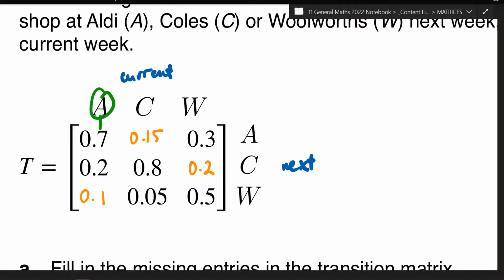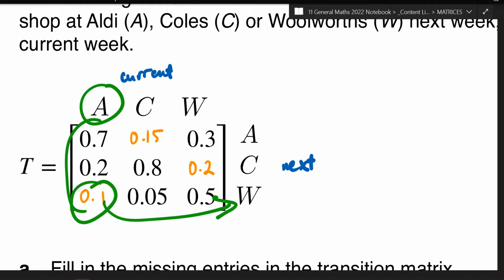That means next week, from Aldi, she has a 70% chance of going back to Aldi again. But let's say Kira makes another decision. If this week she shops at Aldi, next week she has a 20% chance of going to Coles because the sales weren't that good. And the last number says that if this week she shopped at Aldi, next week she has a 10% chance of shopping at Woolies, because the sales are maybe even better.